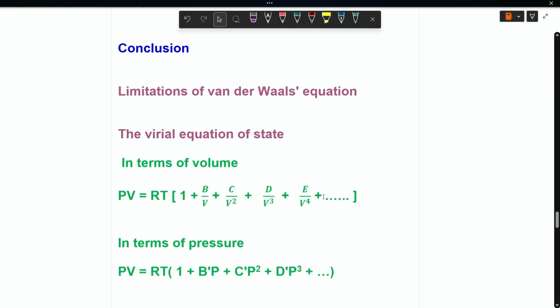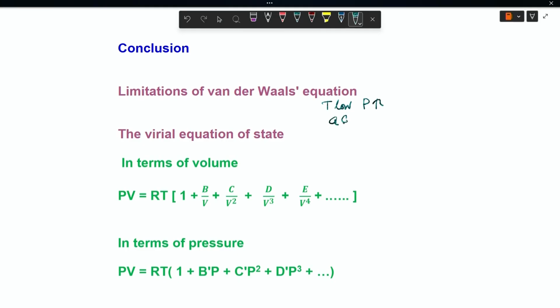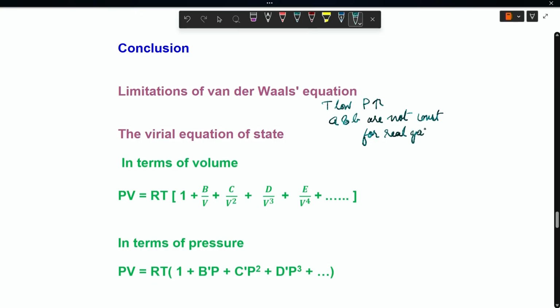To conclude, we have been seeing van der Waals equations and their limitations, and it has been found that when the temperature is low and pressure is high, the van der Waals equation shows deviation in the case of real gases, just because the van der Waals constants A and B are not constant for real gases. It shows variations, and therefore they show a deviation.